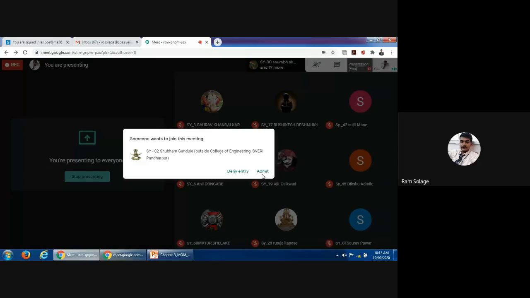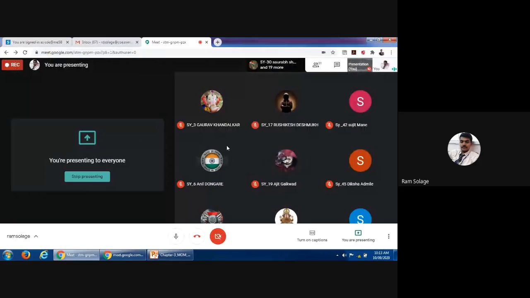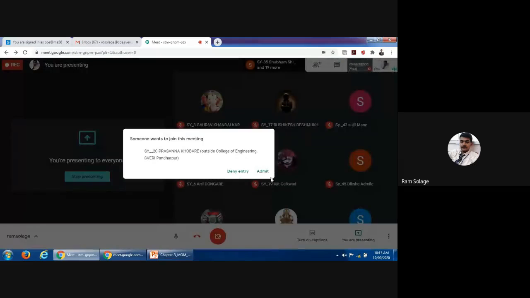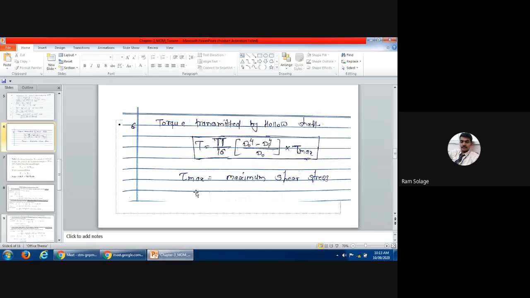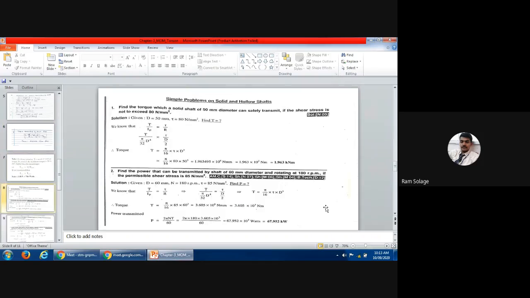On that basis, we have to solve a number of problems. So today we'll start the problems. Today we'll take some simple problems on the basic formulas. Now write down problem number 1, simple problems on solid and hollow shafts. Write down the heading: simple problems on solid and hollow shafts.